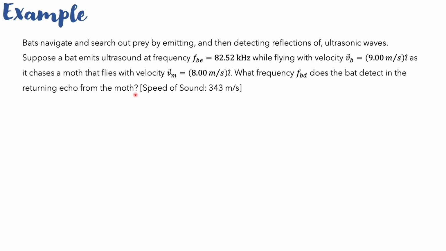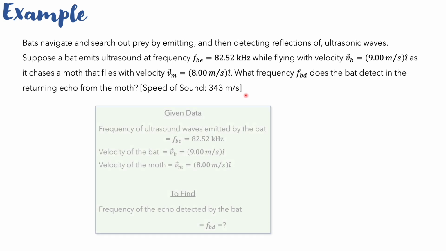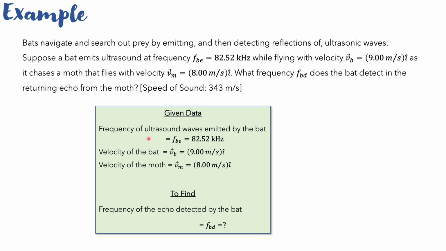This means that when the wave hits the moth and this ultrasonic wave then comes back, what will be the frequency of that wave when the bat detects it? Considering the speed of sound is 343 meters per second. So this is the given data: the frequency of ultrasonic waves emitted by the bat is this, the velocity of the bat is this, the velocity of the moth is this, and the frequency of the echo is the reflected wave.